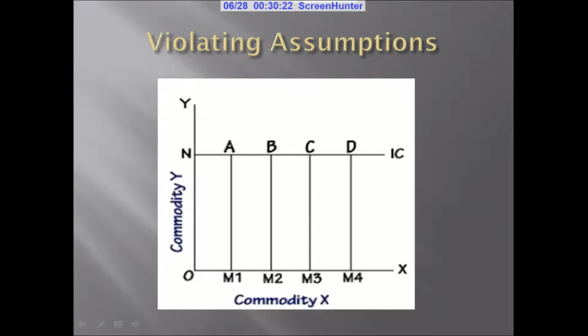An individual is indifferent between all these bundles as shown from the figure. This is the same indifference because they all belong to the same indifference curve. It means it gives the individual the same level of satisfaction.